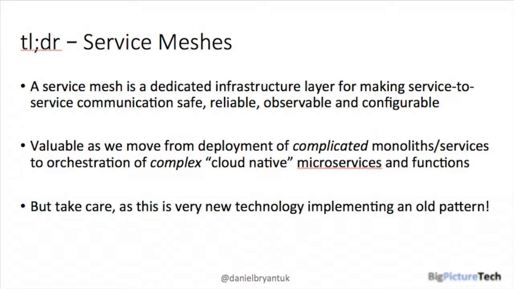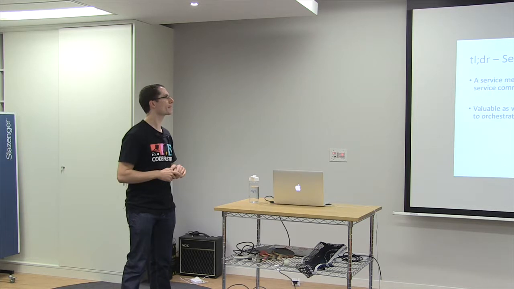The service mesh is really a dedicated infrastructure layer for making service-to-service comms safe, reliable, observable, monitorable, and configurable. It is also increasingly being used around messaging as well, but primarily it is around point-to-point RPC, remote procedure calls. And it's a dedicated sort of layer.